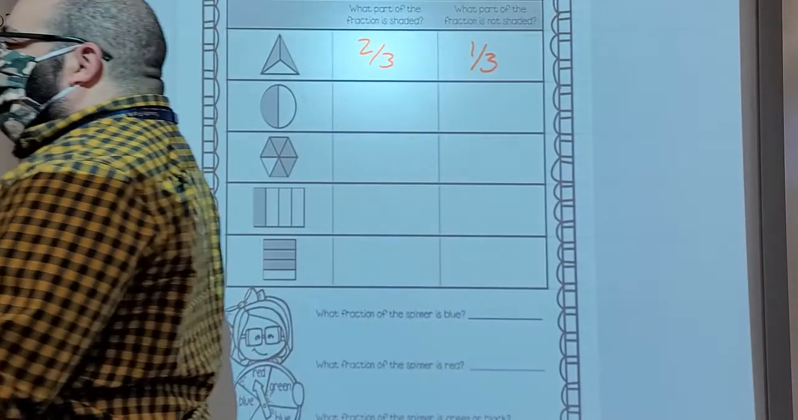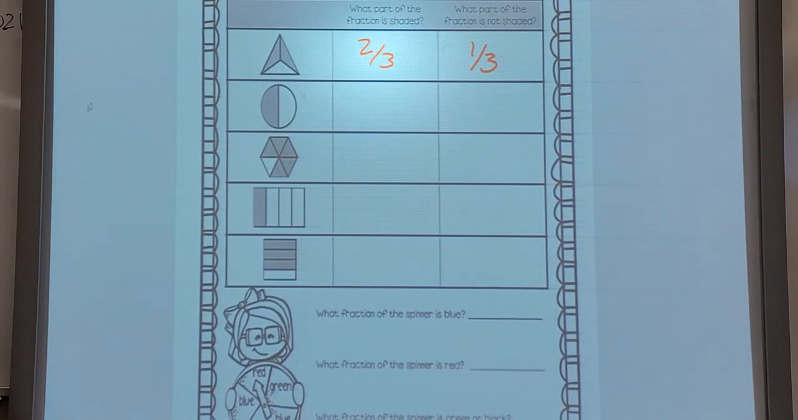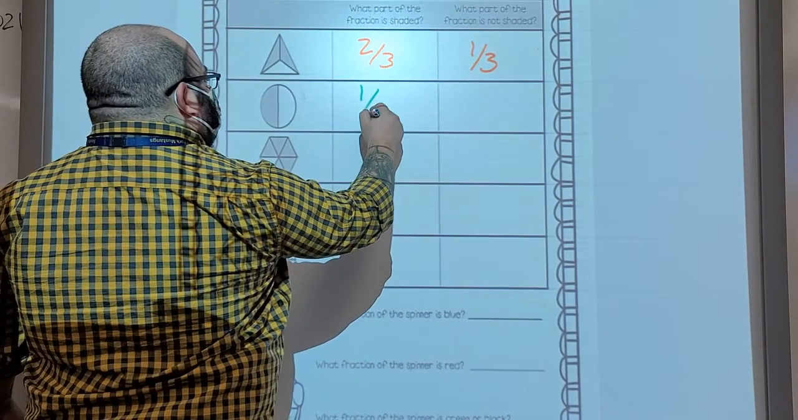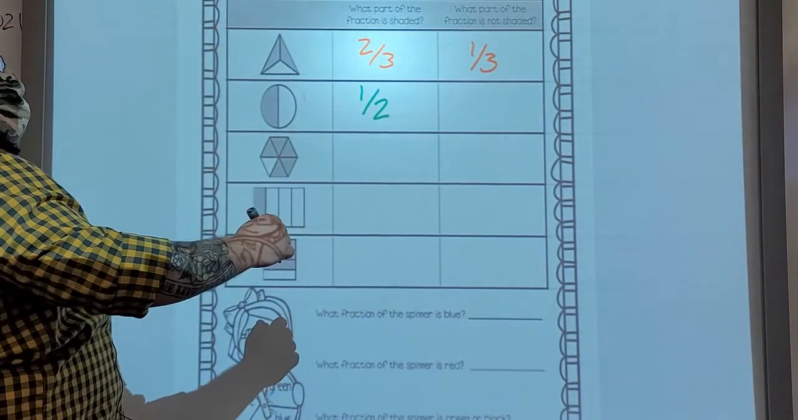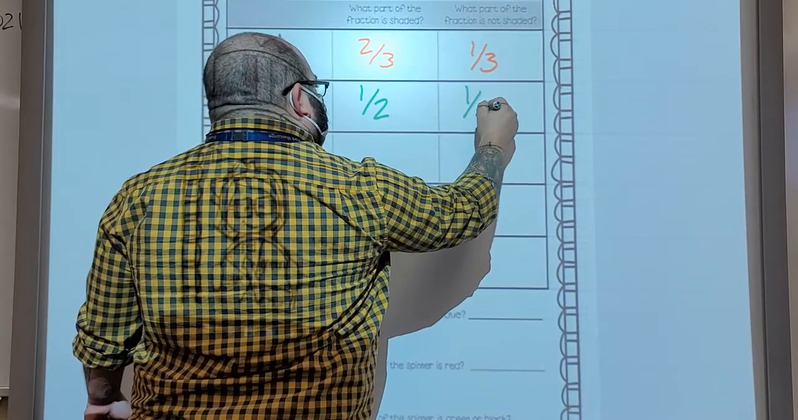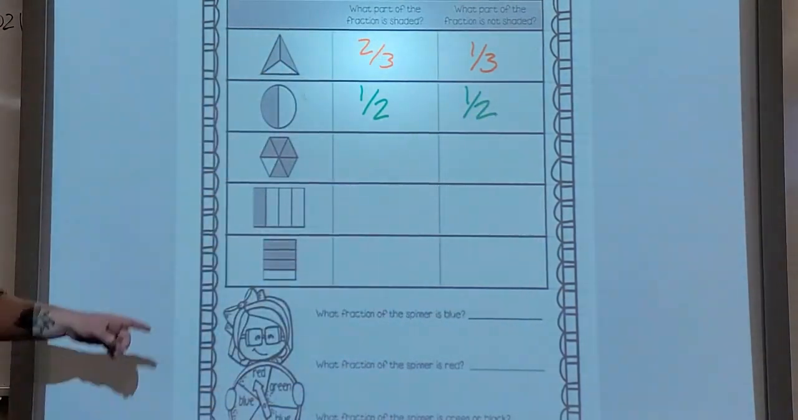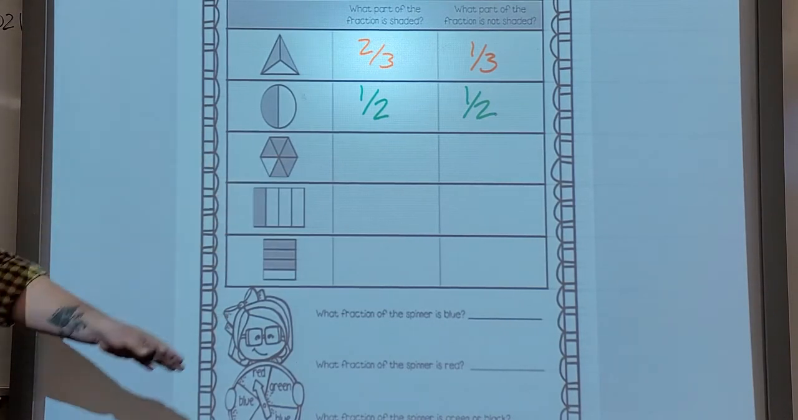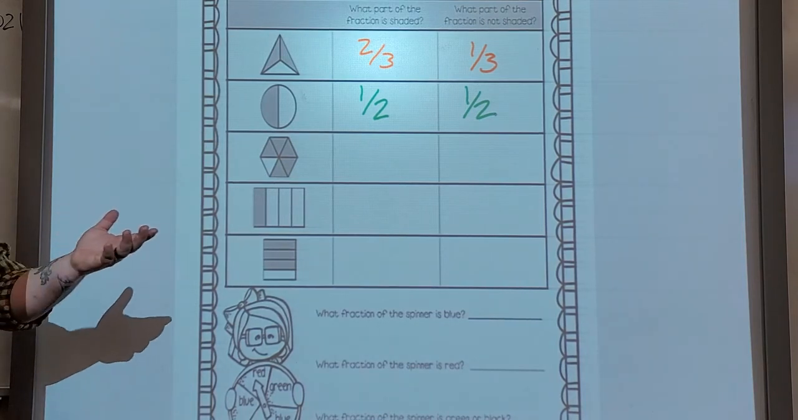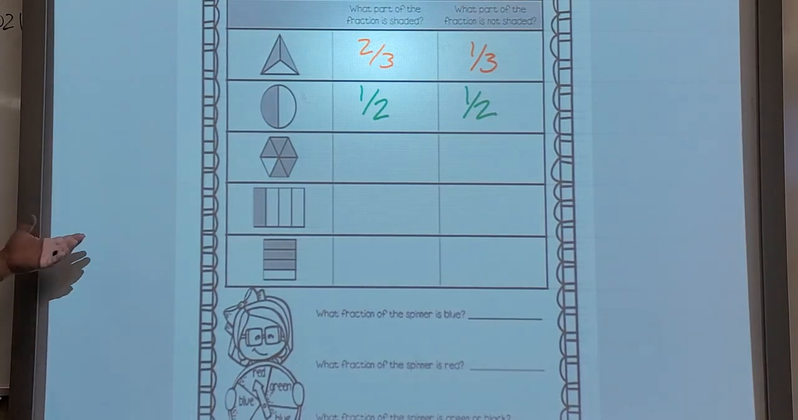I think a lot of you got tripped up a little on the second one. Ian. 1 out of 2 pieces is shaded. And 1 out of 2 pieces is not. Exactly. This is divided right in half, which means that both sides are 1/2. Both sides are 1/2. What about this next one, Wilkins?